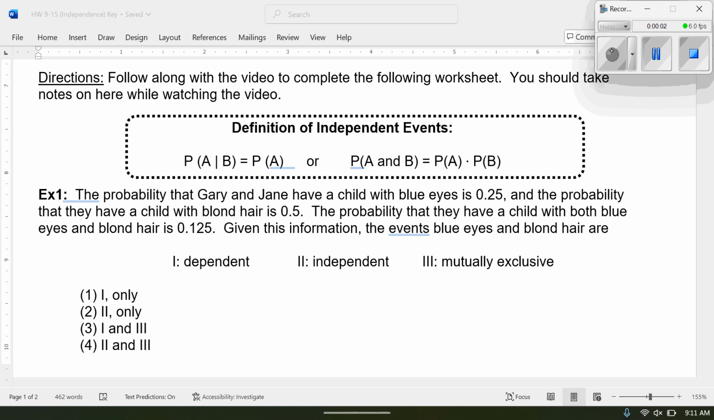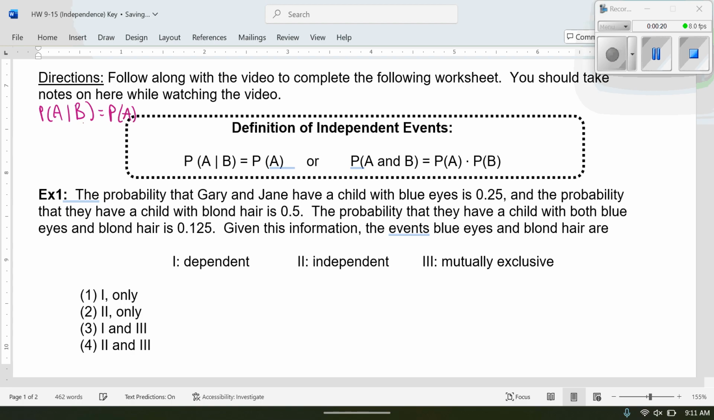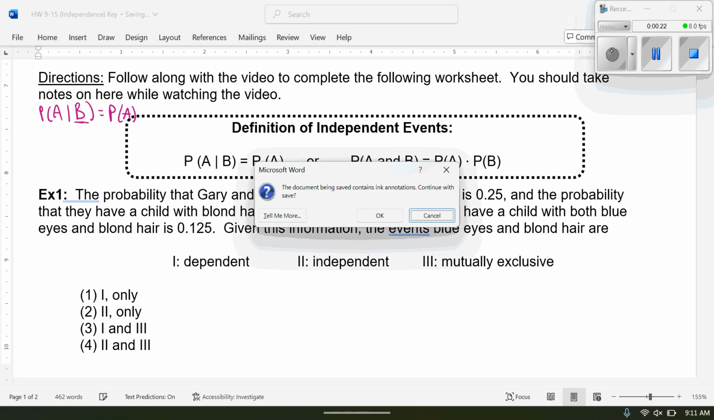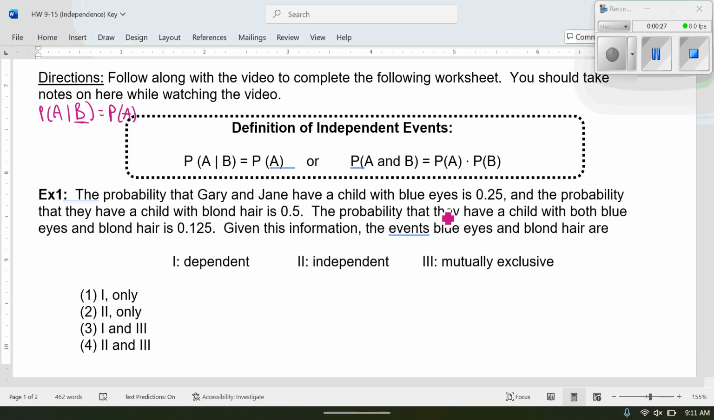Hello, there are actually two formulas to test for independent events. So the first formula is the conditional formula. It's the probability of A given B equals the probability of A. And we talked about how the condition B shouldn't alter the probability of A if it's independent. Now, we do know that the probability of A given B is the probability of A and B divided by the condition, the probability of B.